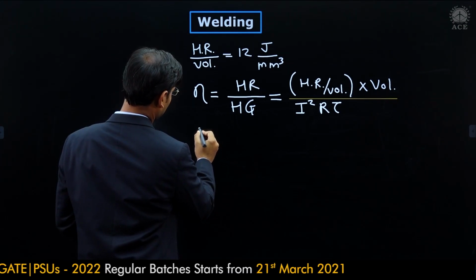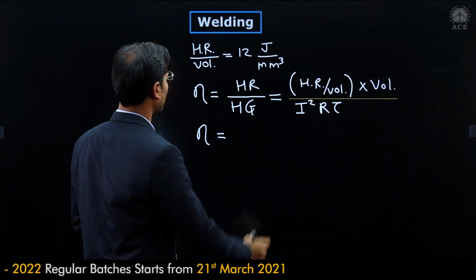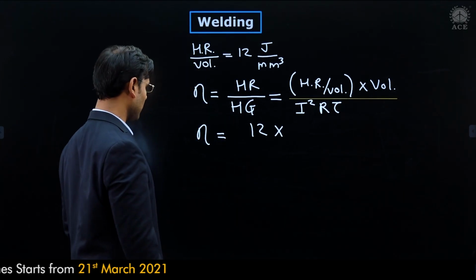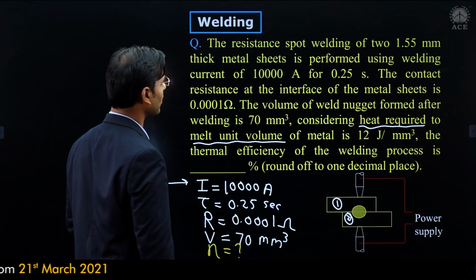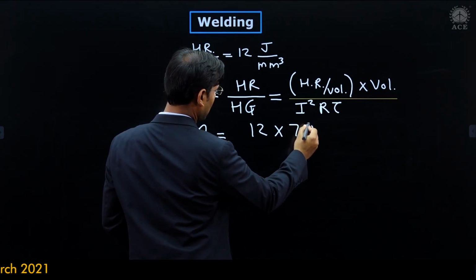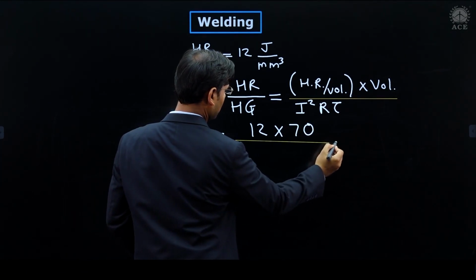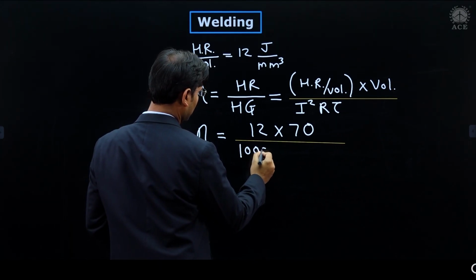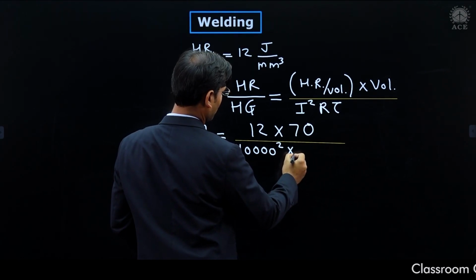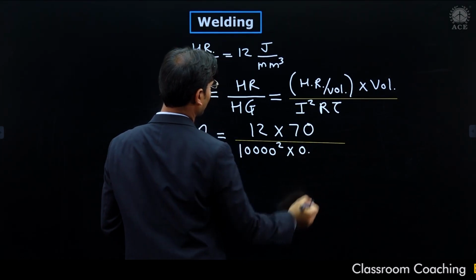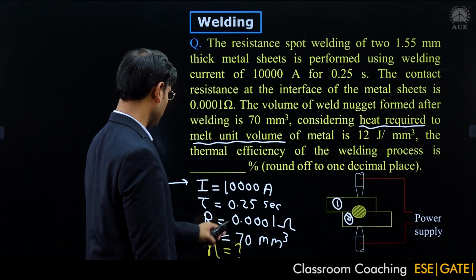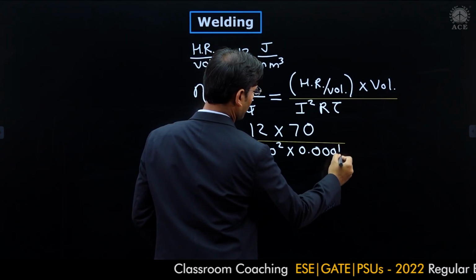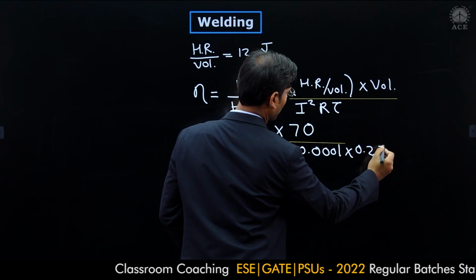Now just solve. Thermal efficiency is heat required per unit volume, 12, into the volume given, which is 70 millimeter cube, divided by I square R into tau. What is the current given? 10,000. What is the value of R? 0.0001, into time, which is 0.25.